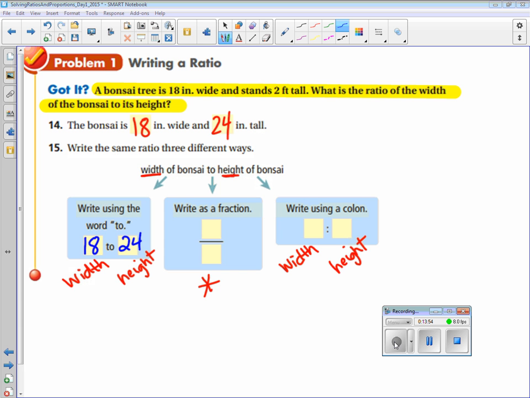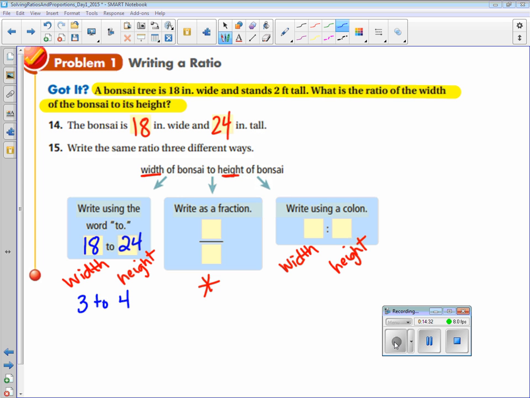Except I can reduce it. Can't I? You are allowed to reduce ratios, and you typically want to give them as an answer in the most reduced form. So how do I reduce 18 to 24? The greatest common factor that goes into both, which in this case is 3. Actually, no, it's actually 6, right? So if I divide each of them by 6, I get 3 to 4, okay? So 3 to 4 would be the reduced ratio that we'd be looking at, okay?